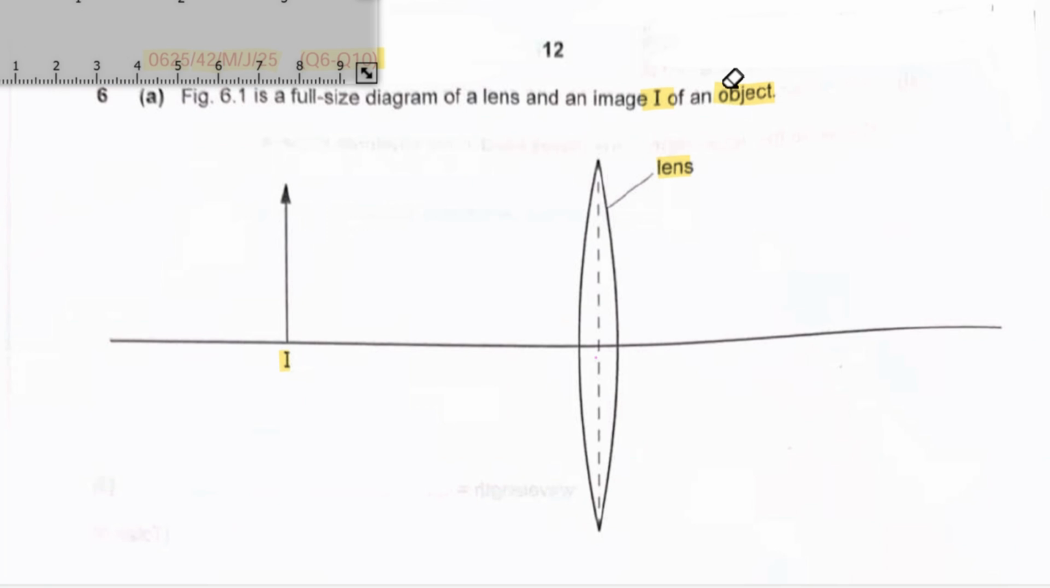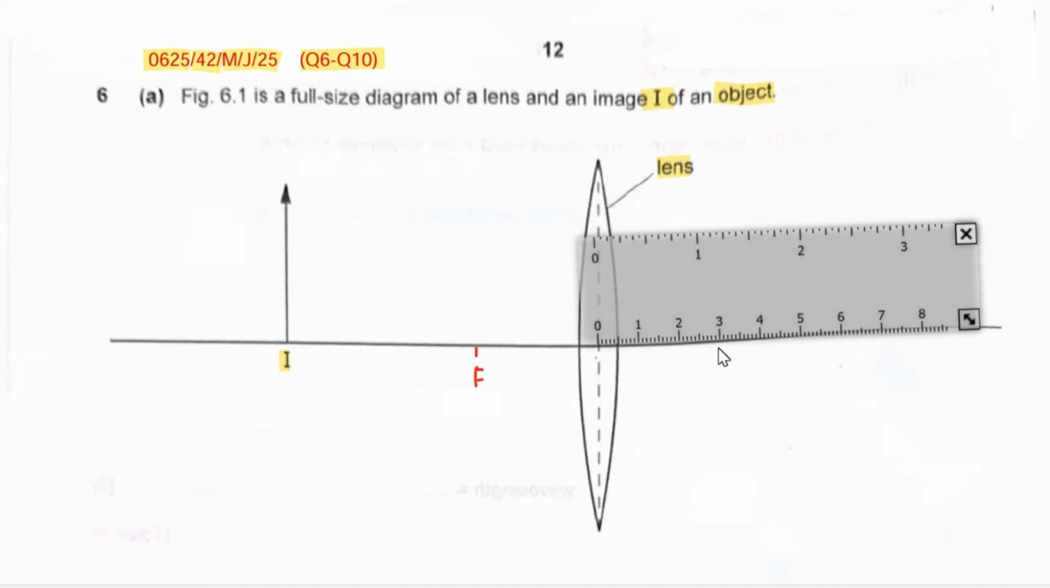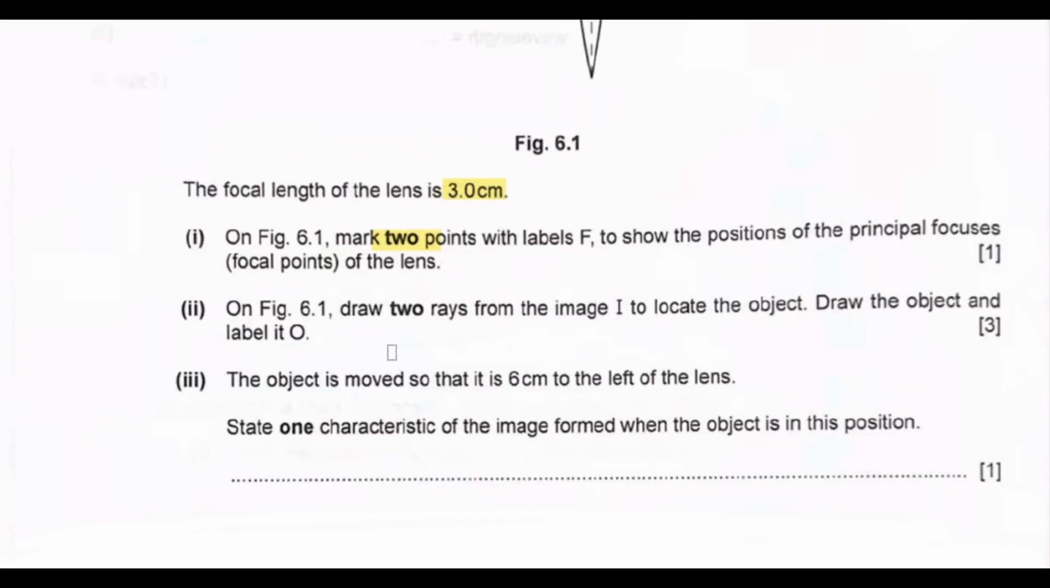So I'll bring my scale, and from the center of the lens I will draw a 3 centimeter mark on both sides of the lens and will name that F. 3 centimeter at this side and 3 centimeter at the other side of the lens, measuring from the center. And this point is the focal point.